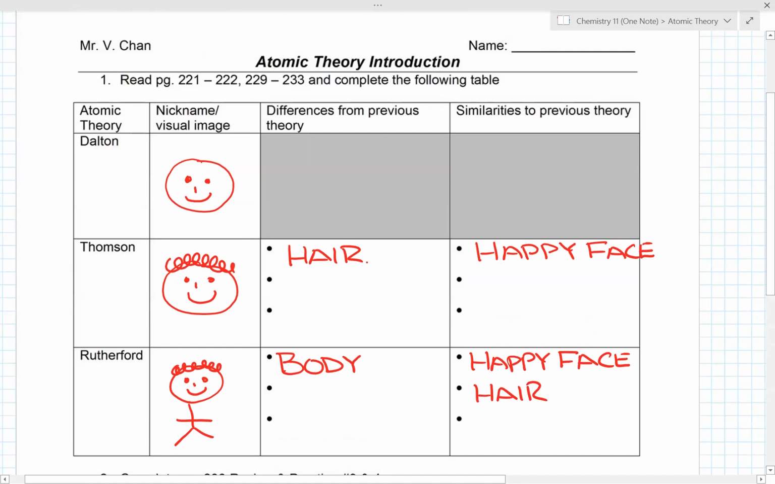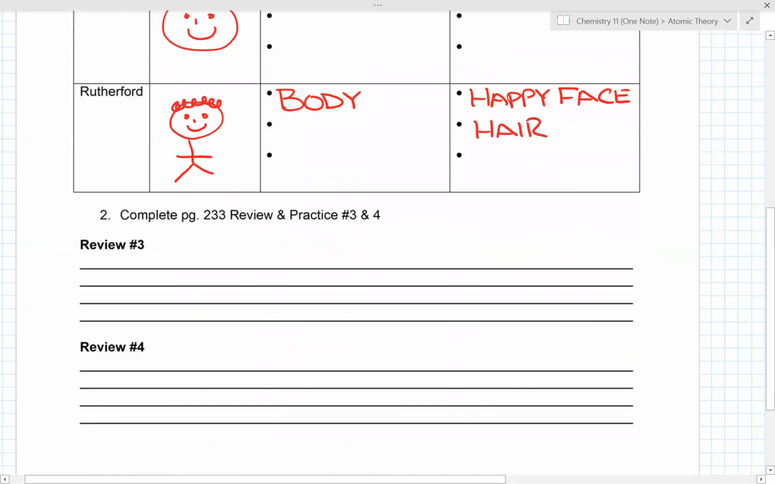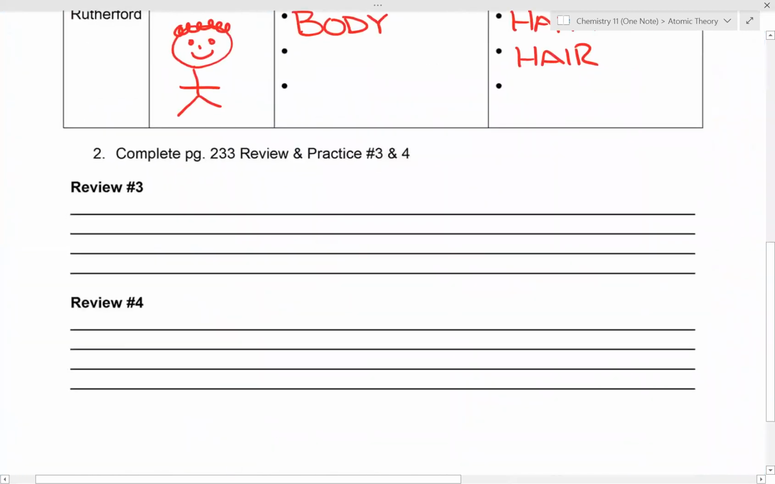You get the information based upon the readings from pages 221 to 222 and pages 229 to 233 in your textbook. As well, what I would like you to do is complete the review and practice on page 233, numbers 3 and 4.